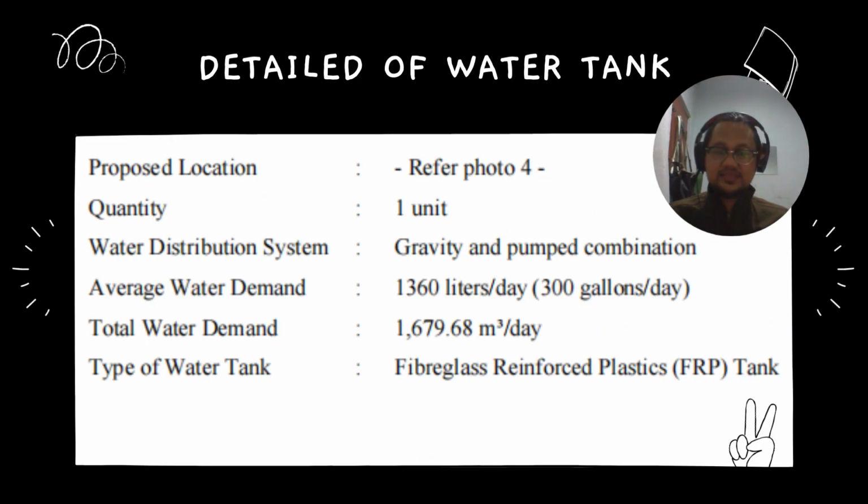Okay, next I will be presenting the determination of the storage capacity and also the size of the water tank. In this slide, this is the detail of the water tank. For this project, we propose 1 unit water tank, and the water distribution system is gravity and pump combination. And then for the average water demand, also the total water demand as I mentioned earlier. For the type of water tank, we use the fiberglass reinforced plastic FRP tank.